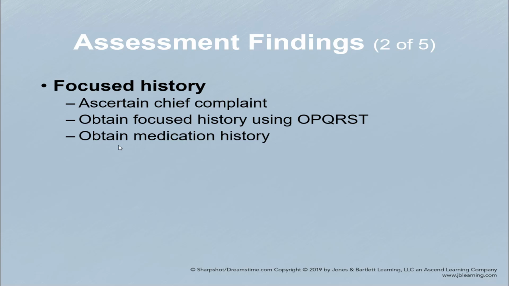All right, so your focused history. We're not going crazy in depth in the focused history aspect of this. You should understand what a focused history is. You're going to ascertain your chief complaint. You're going to obtain your focused history using your OPQRST. Remember, O is onset, P is provocation/palpation, Q is quality, R is regions or radiations, S is severity, T is time.